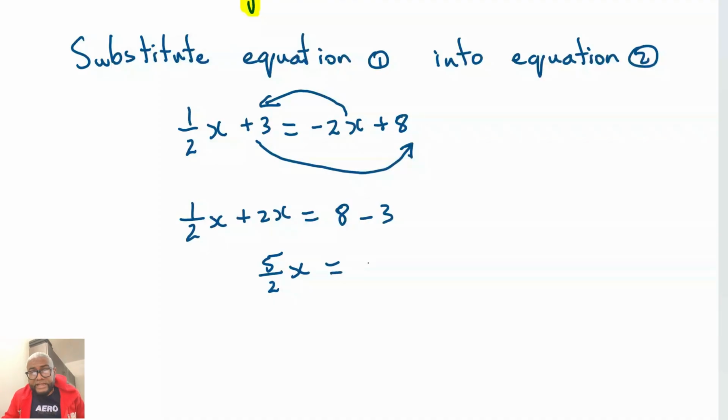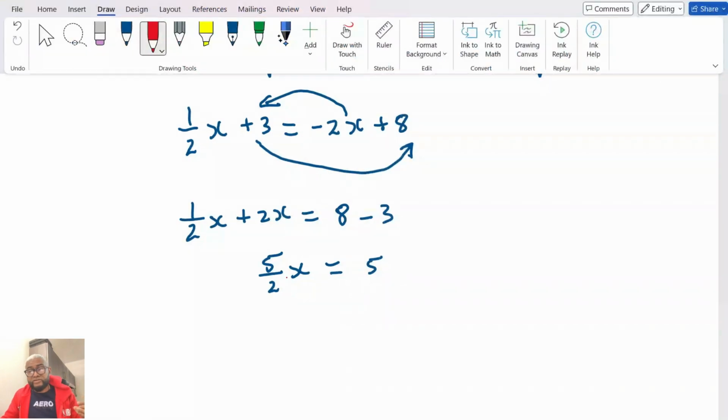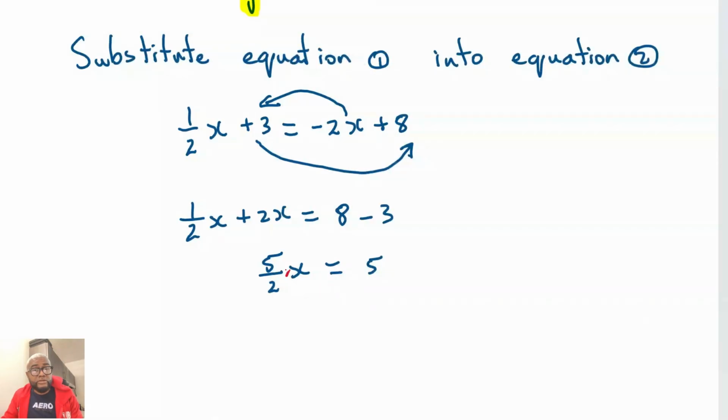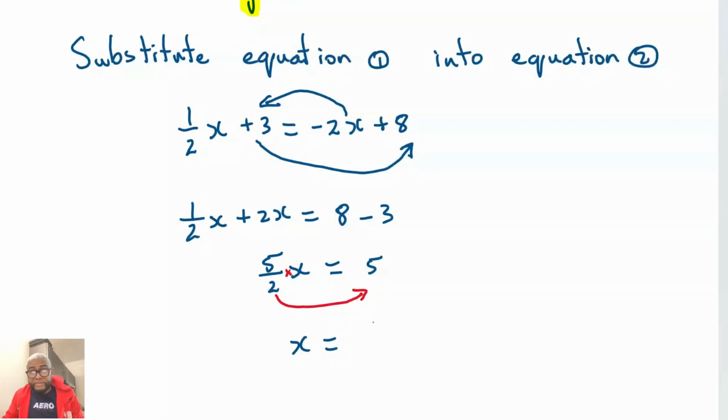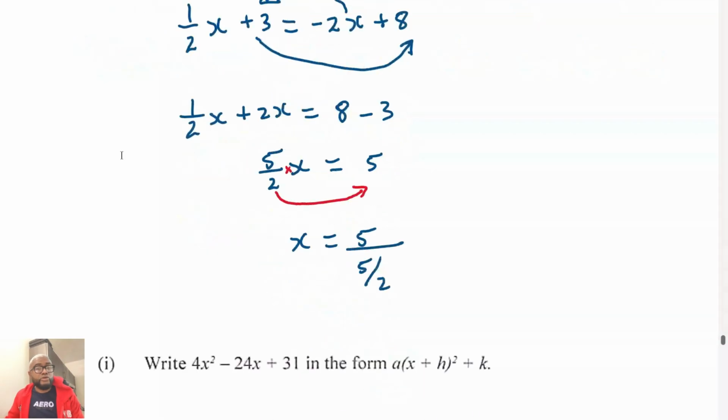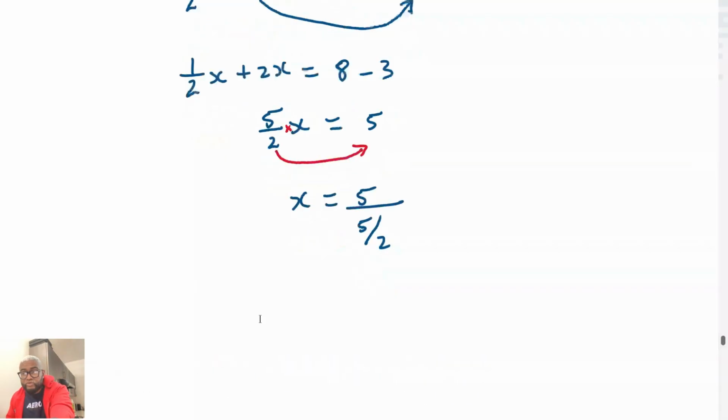And this will be equal to what? 8 minus 3. What is understood between this 5 over 2 and this x? Multiplication is understood here. So when I carry 5 over 2 here, I do the opposite of multiply, which is to divide. X will be equal to the 5 here divided by 5 over 2. When we do 5 divided by 5 over 2, what do we get, my children? 5 divided by 5 over 2 will give me 2. That's the value of x.